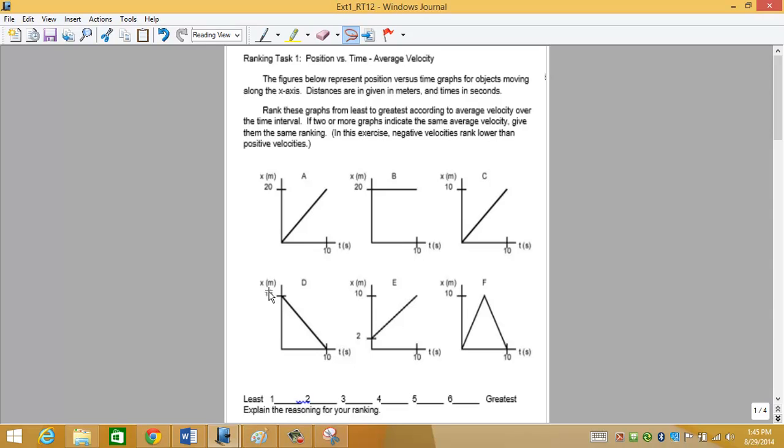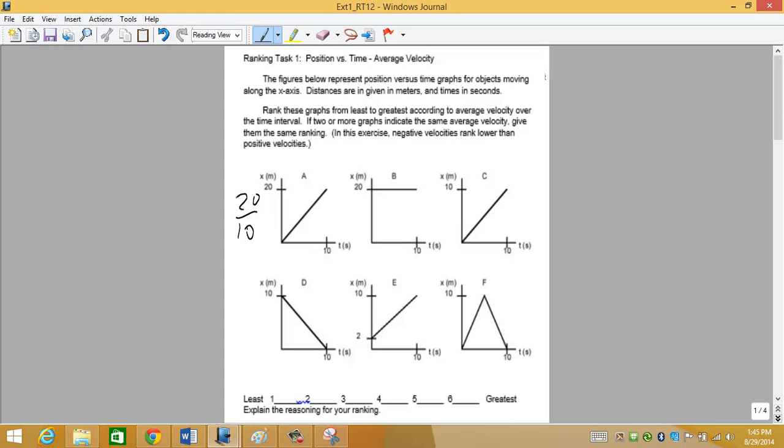Notice what's happening in A. Our object at time 0 starts at position 0, and after 10 seconds it winds up at position 20. Again, the definition of displacement is where you wound up compared to where you started. You wind up at 20, you started at 0, the displacement is 20. So it's 20 divided by the time, which was 10. And therefore it's 2 meters per second is the average velocity there.